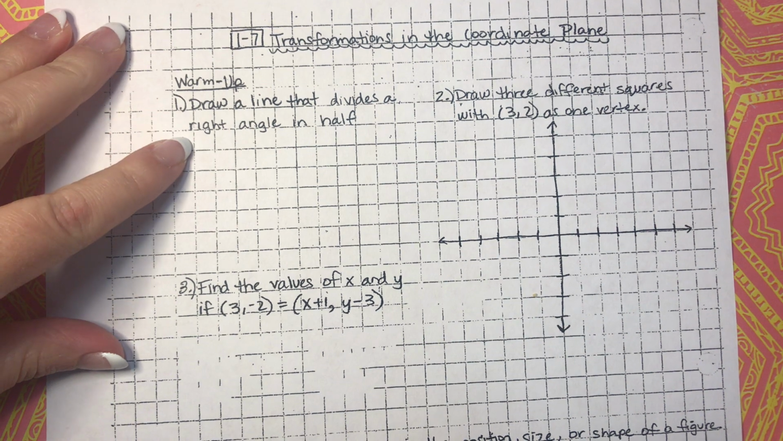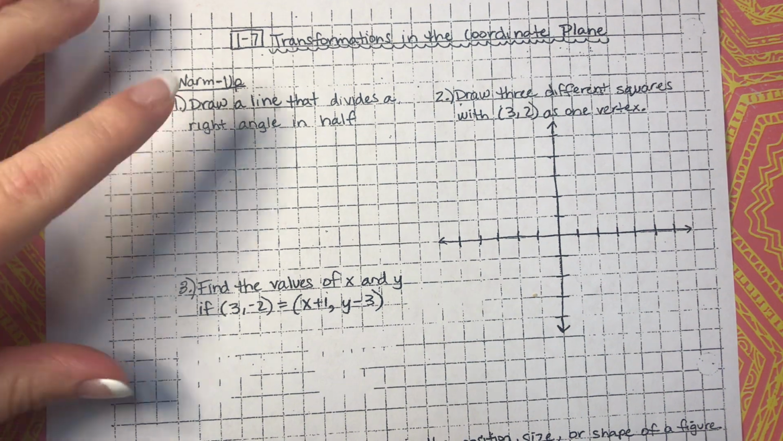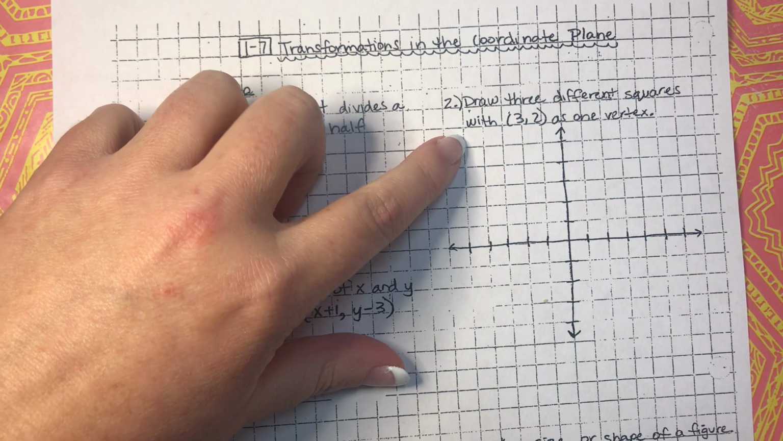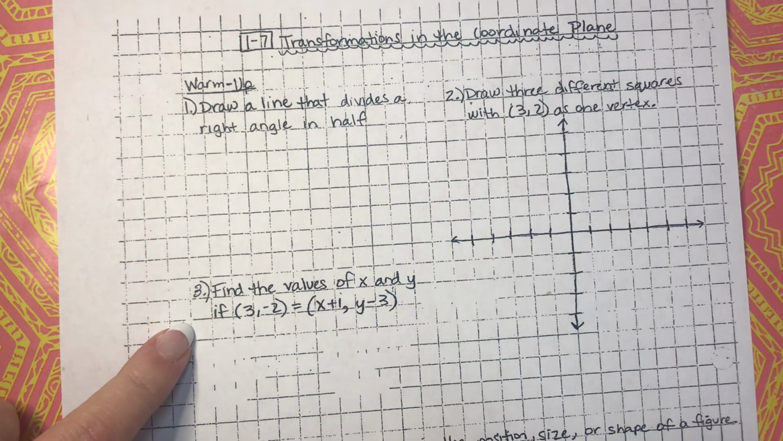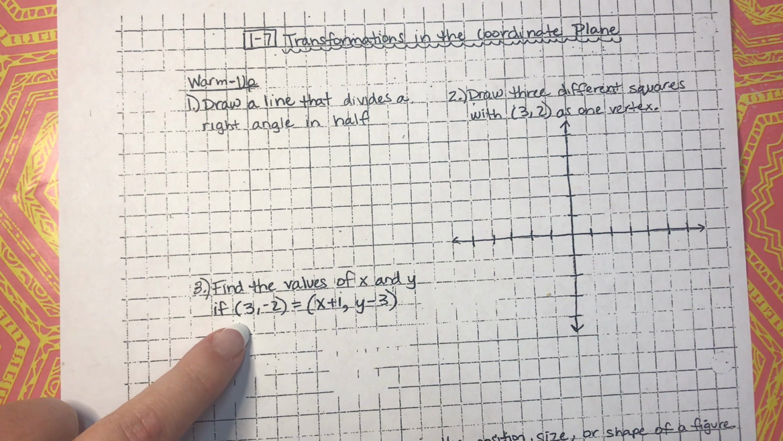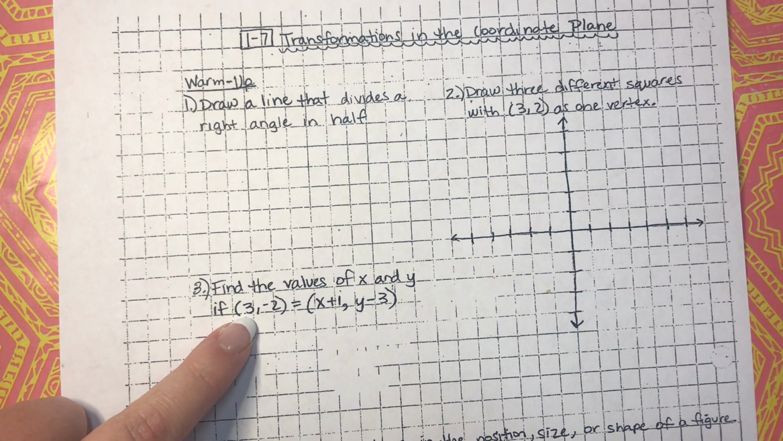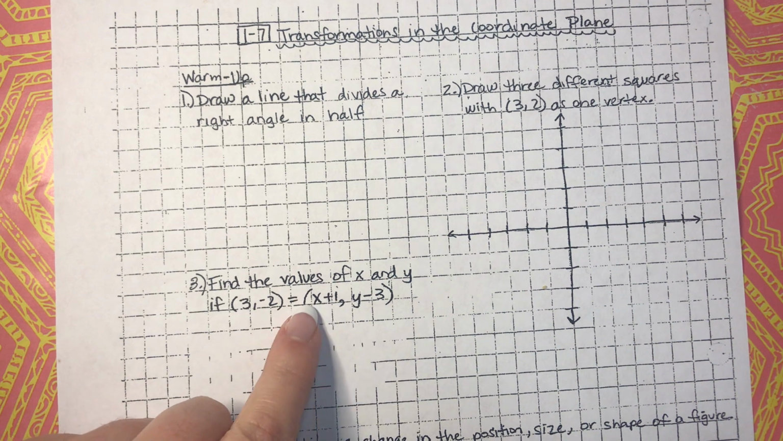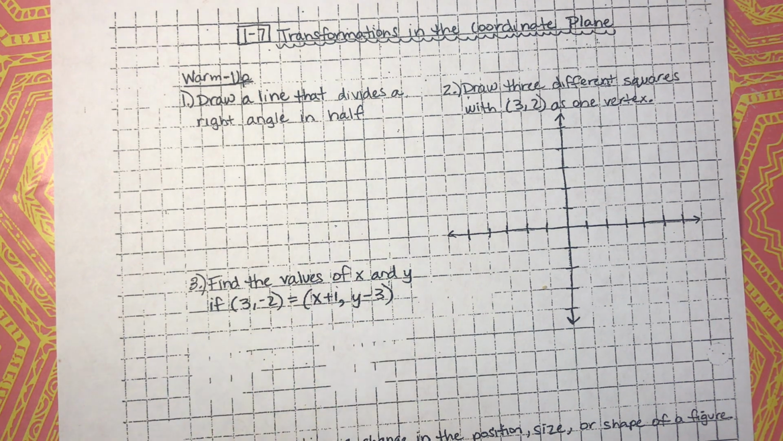Draw a line that divides a right angle in half. Number 2, draw 3 different squares with 3, 2 as one vertex. And then number 3, find the values of X and Y if you have the ordered pair 3, comma negative 2 equals X plus 1, Y minus 3.